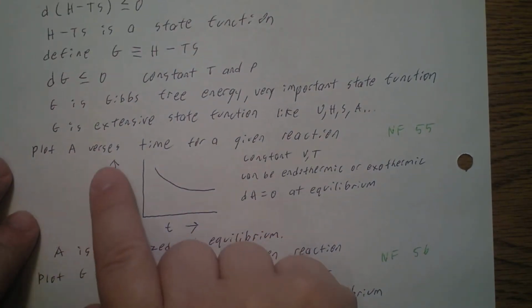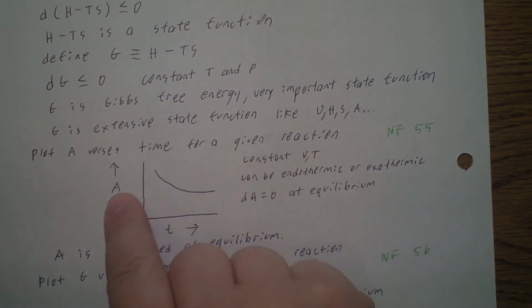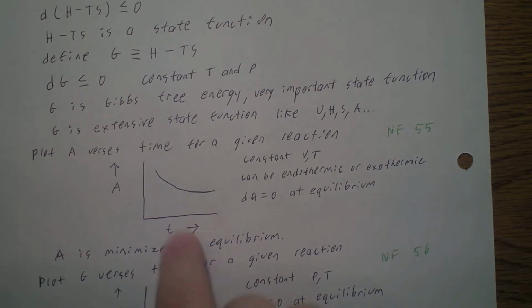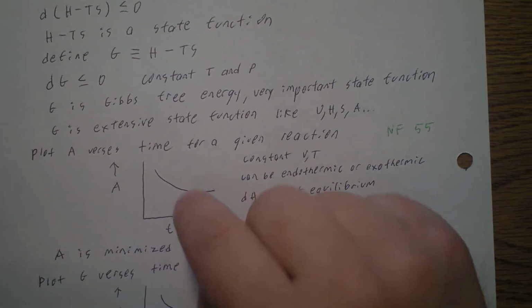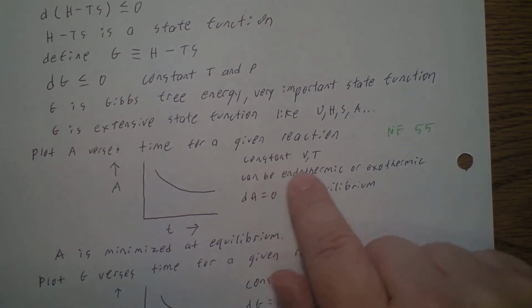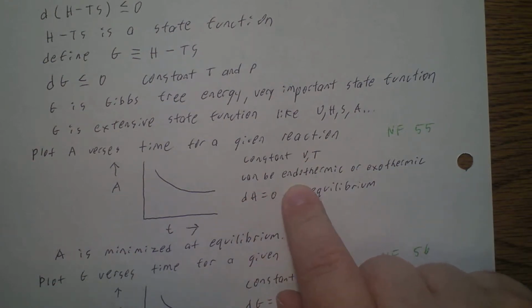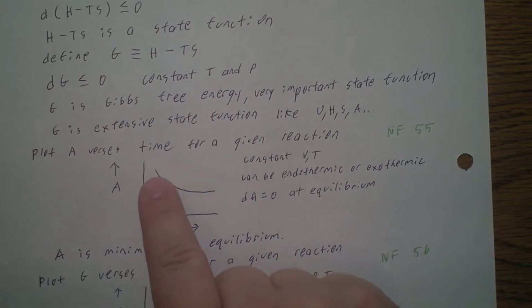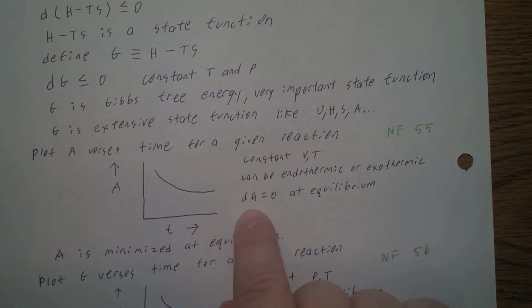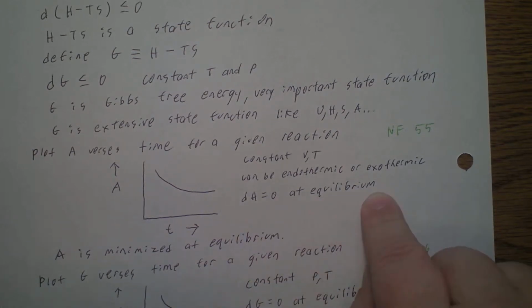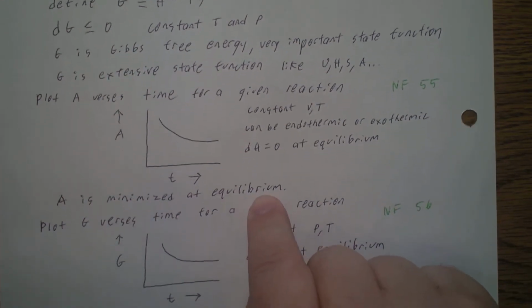So we have here a plot of the Helmholtz free energy against time for a given reaction. So here's our Helmholtz free energy, here's our time. So all these points are the reaction coordinates of this given reaction. Our reaction can exist anywhere along this curve. This is constant volume and temperature. So this can be exothermic or endothermic, it doesn't matter. What's going to happen is the slope is going to get lower and lower. Eventually it's going to level off. So the differential of the Helmholtz free energy is going to be equal to 0 when it reaches equilibrium. So you'll notice that A is being minimized at equilibrium.